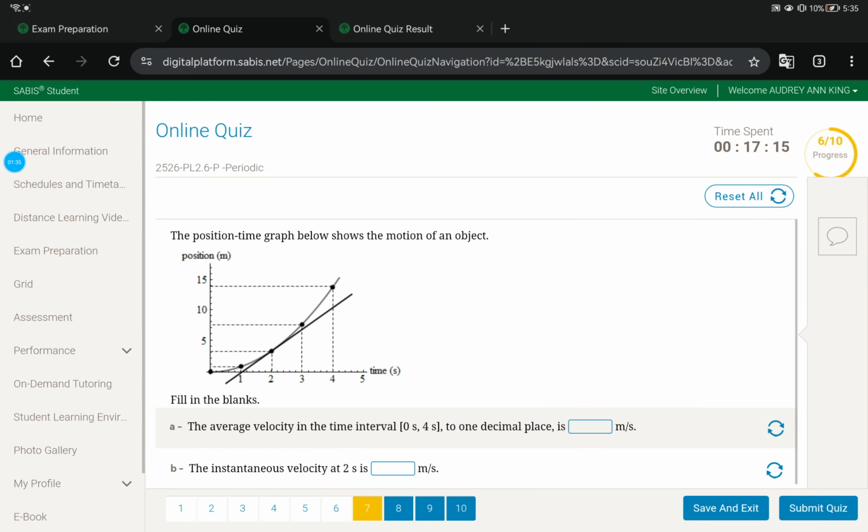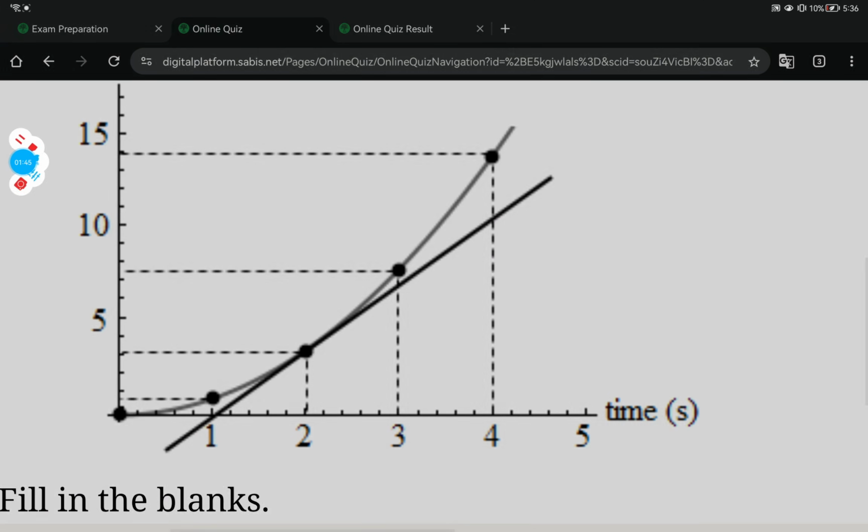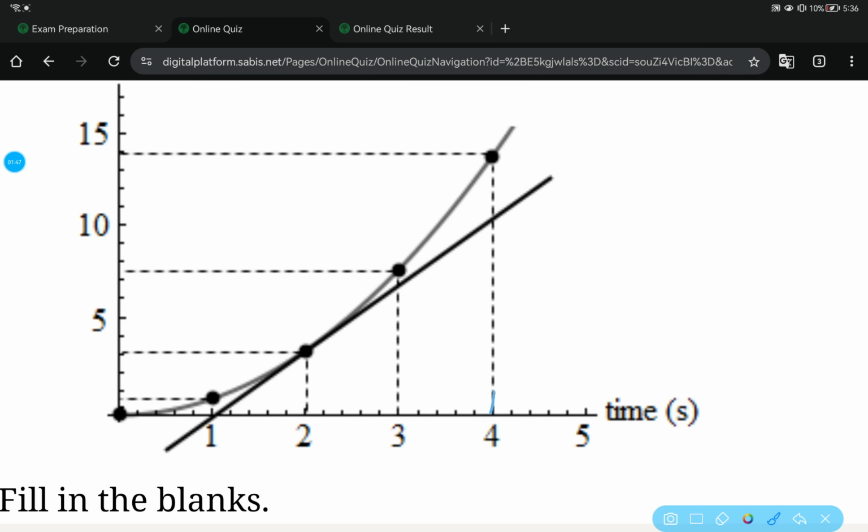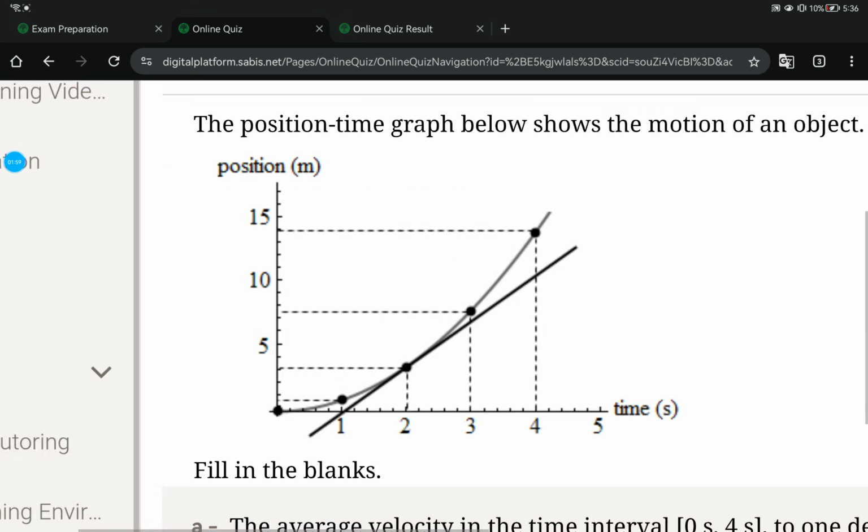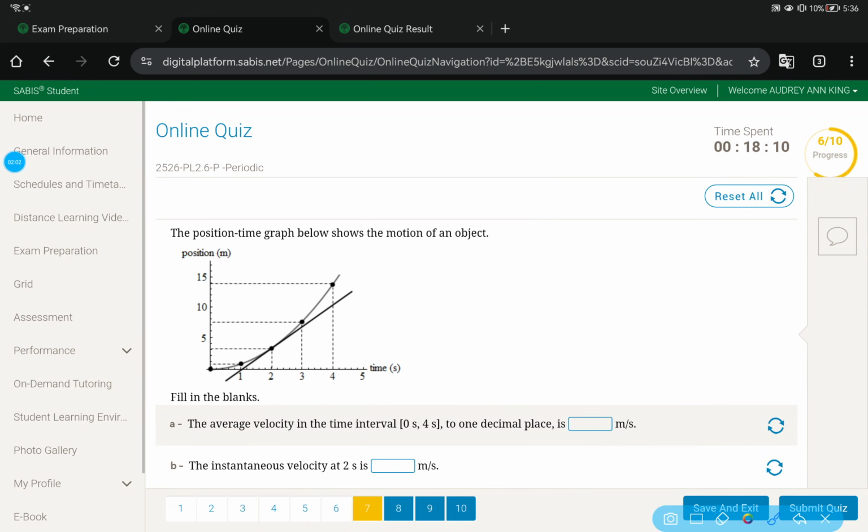The average velocity in the time interval 0 seconds and 4 seconds to 1 decimal place is. Okay, so let's just follow the line. At time 4 seconds, it is 14, not 15. And at time 0 seconds, it's 0 over there. So just applying the formula, you do 4 minus 0 and then 14 minus 0. So 14 over 4 is 3.5.